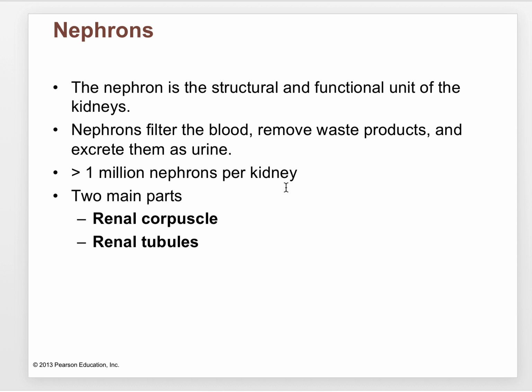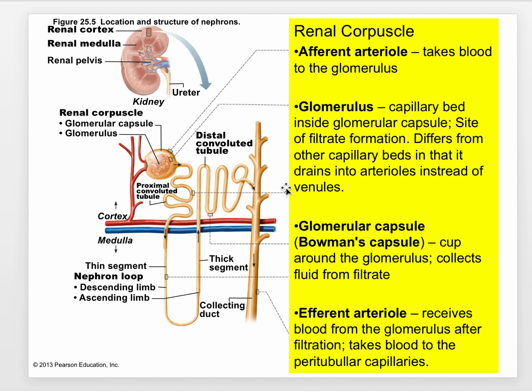And there are two main parts of the nephron, the renal corpuscle and the renal tubules. Renal corpuscle is this first structure here. The purpose of the kidney is to filter the blood and to get rid of impurities from the blood. So there's going to be a close association between blood vessels and the nephron.